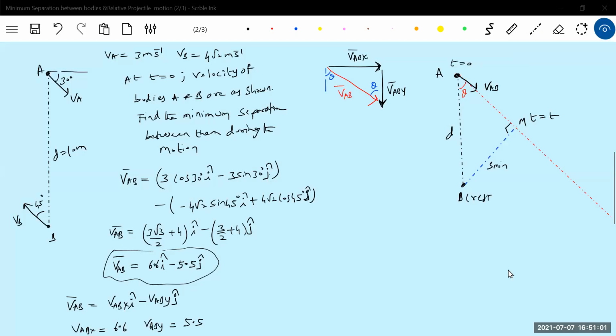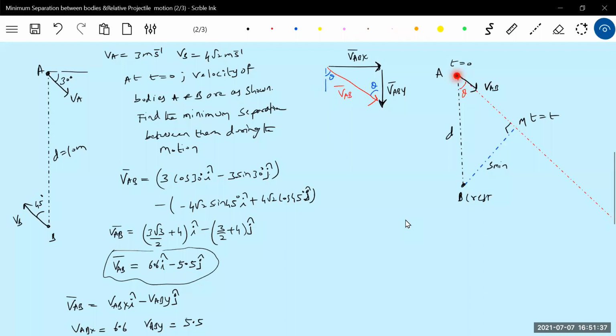If you can recollect, we stopped somewhere at this particular point. What was our question? We have to calculate the minimum separation between them during their subsequent motion. Then we found the relative velocity. Once you get the relative velocity, draw that triangle. There, let me define this as theta with the vertical.